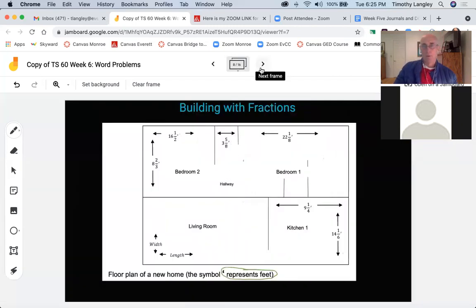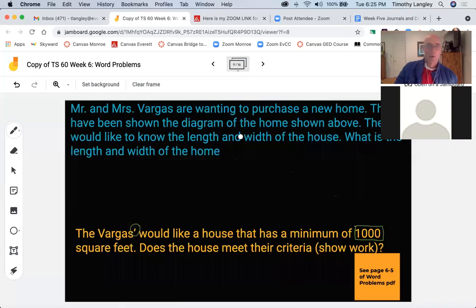For this next one, it's about building a house. So I'm going to show you the question, and then we'll go back to the sketch. Mr. and Mrs. Vargas are wanting to purchase a new home. They have been shown the diagram for the home shown above, which is on the previous slide. They would like to know the length and width of the house. What is the length and the width of the home?